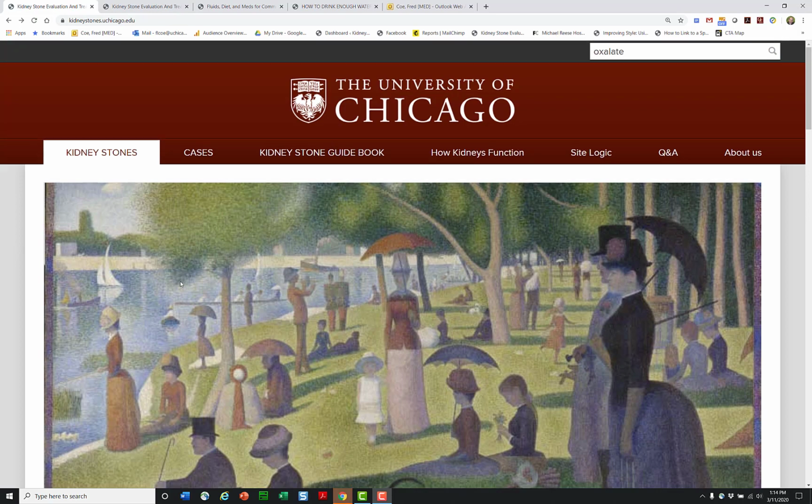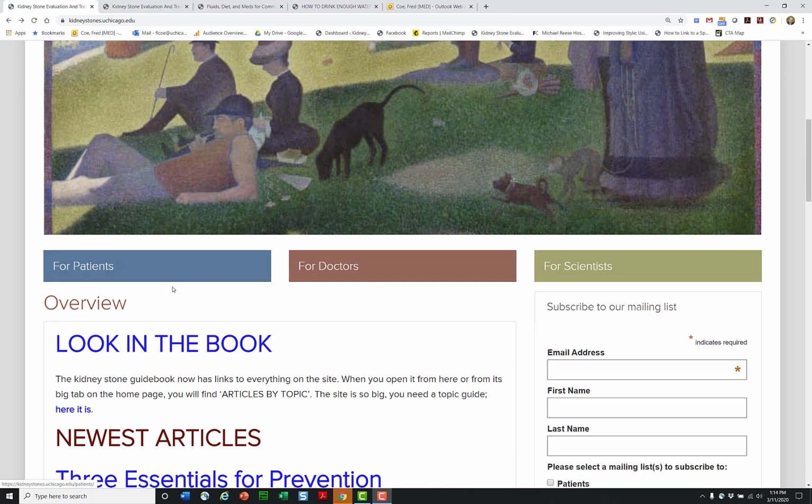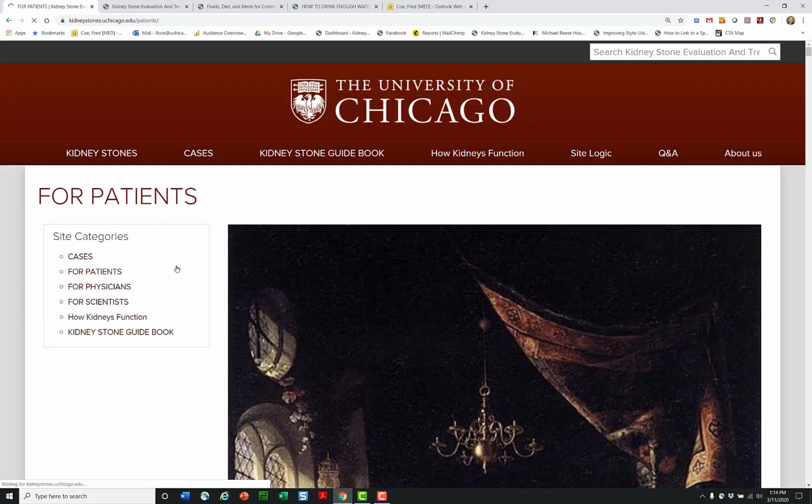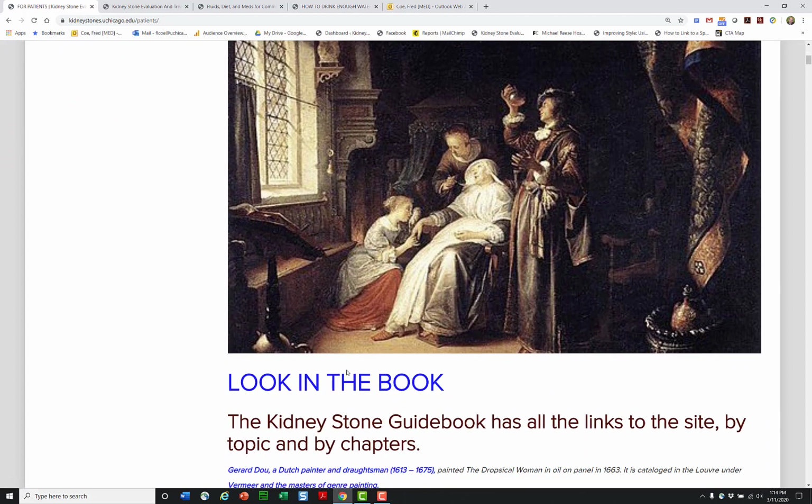Back on the front page, we have three boxes here for patients, for doctors, and for scientists. What I've done here is gather articles together that would be of particular interest to each of these three groups. For example, if we click on For Patients, we have yet another painting, this one by Gerard Douw, a Dutch painter, showing a person with heart failure.